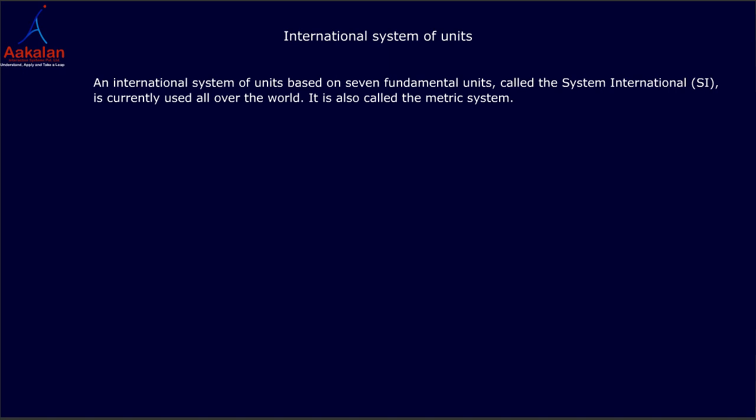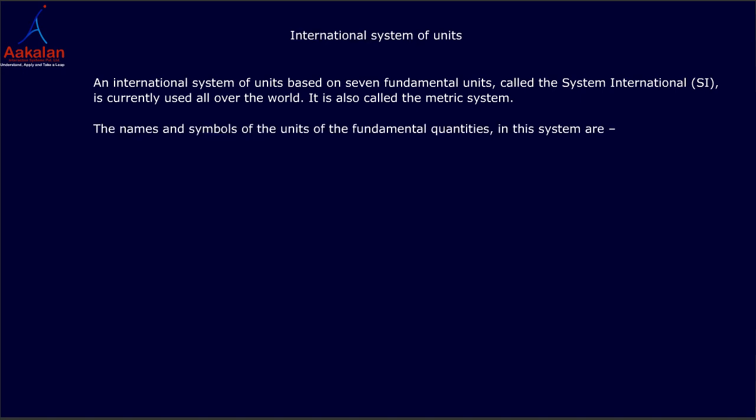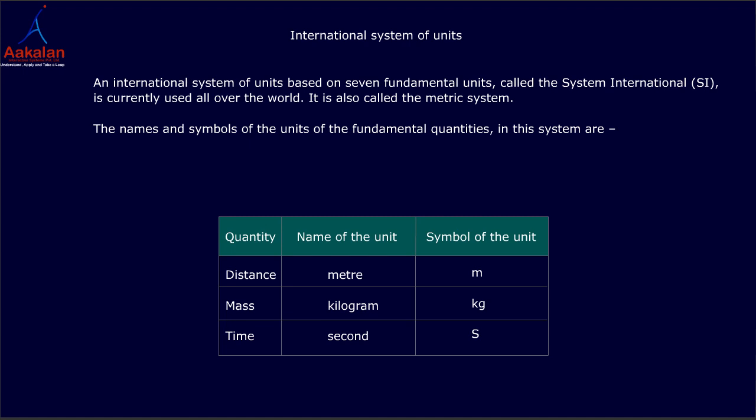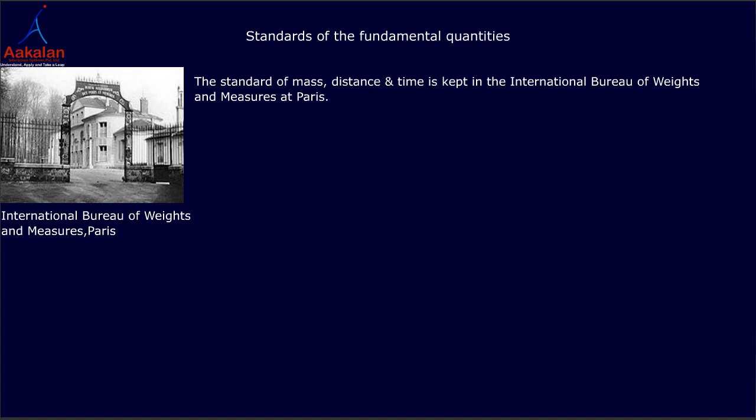International system of units. An international system of units based on 7 fundamental units, called the System International (SI), is currently used all over the world. It is also called the metric system. The names and the symbols of the units of the fundamental quantities in this system are given. Standards of the fundamental quantities.